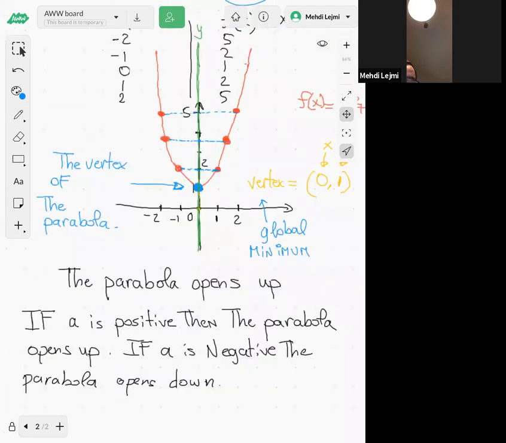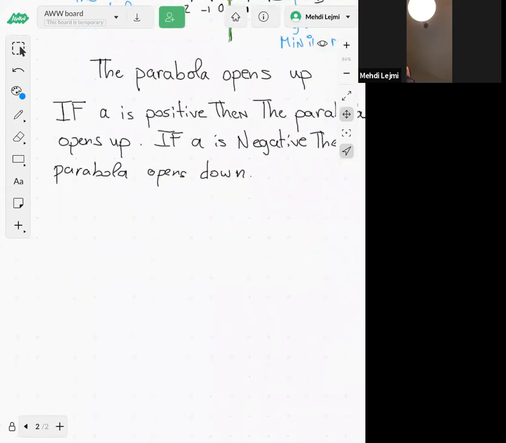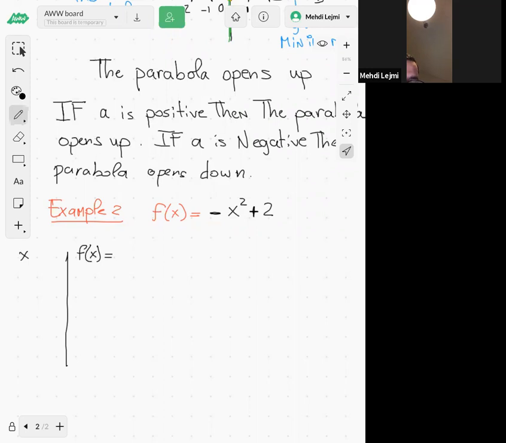This parabola here opens up. Next example. Example number 2. I'm going to take f of x equal to minus x squared plus 2. Okay, let's just say plus 2. So this is f of x, which is minus x squared plus 2.